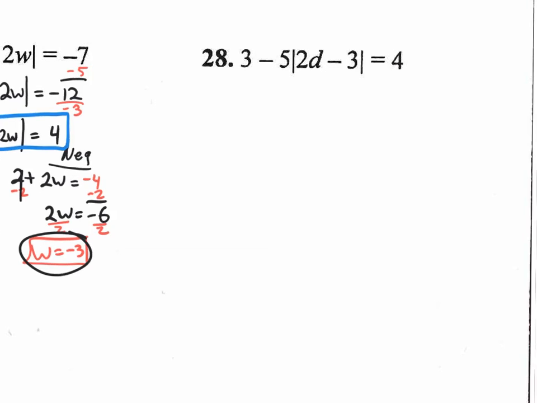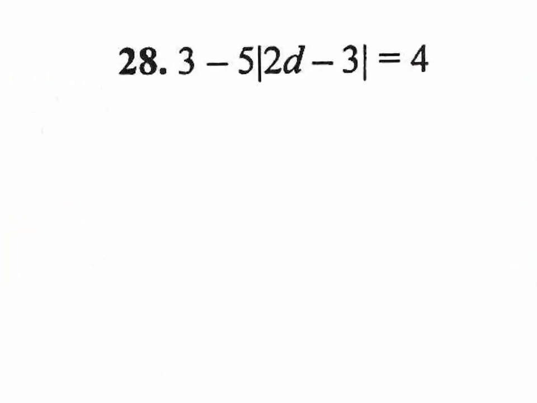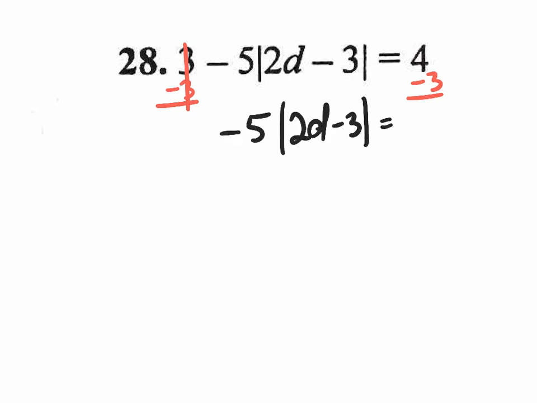And 28. Did we do 28 on the opener? No? Okay, so let's isolate. What do I get rid of first? The 3. Okay, so let's get rid of that 3. It's going to end up being negative 5 times the absolute value of 2d minus 3 equals 1.